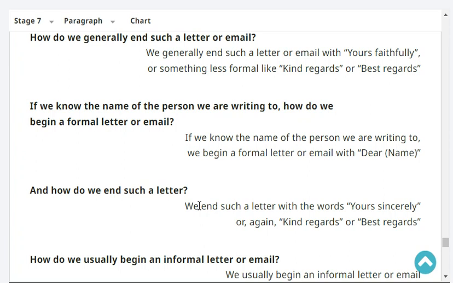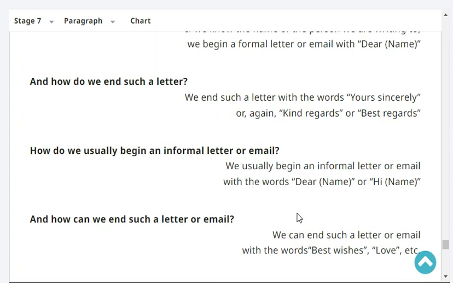And how do we end such a letter? We end such a letter with the words yours sincerely, or again, kind regards or best regards. Very good.